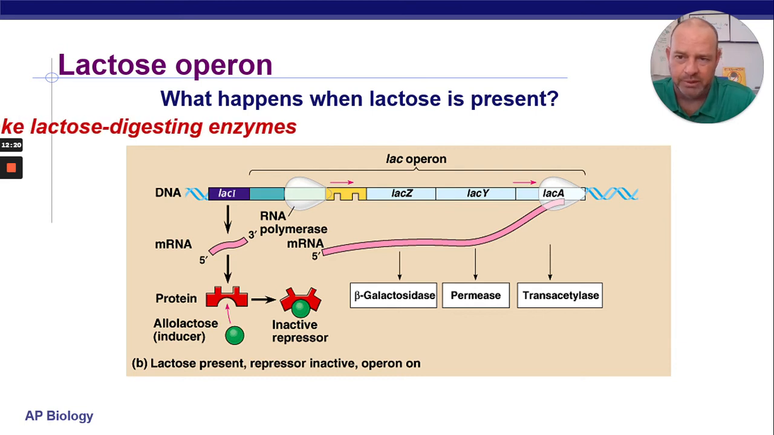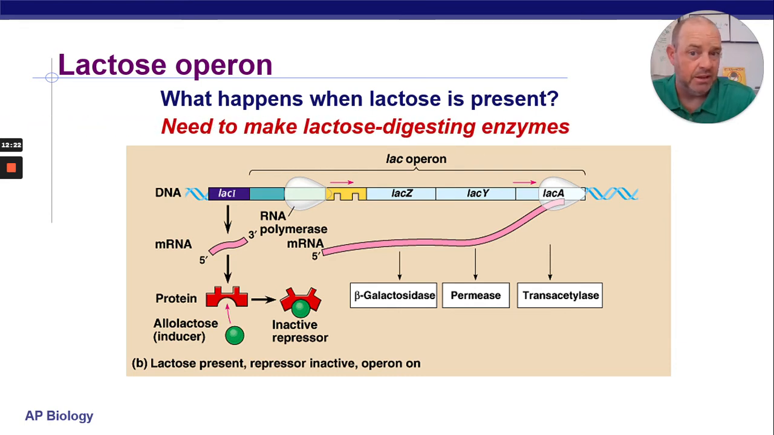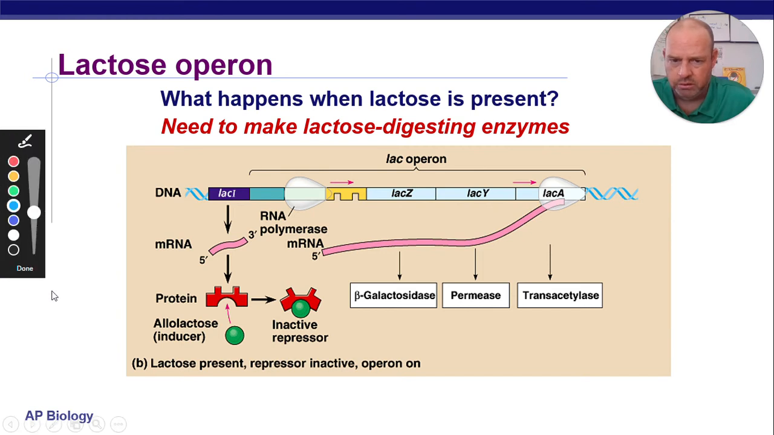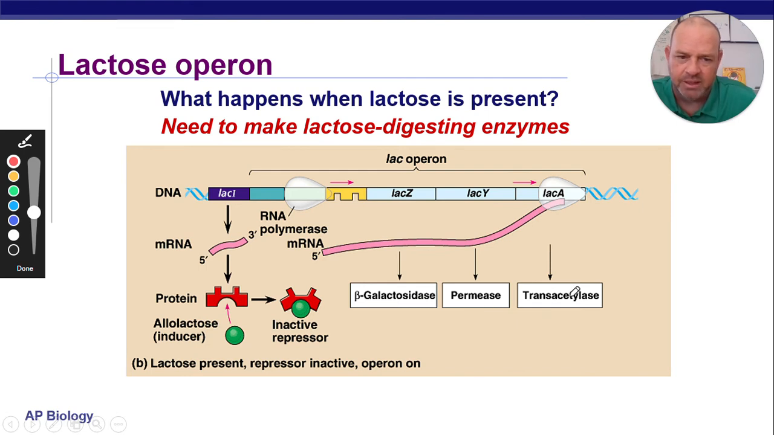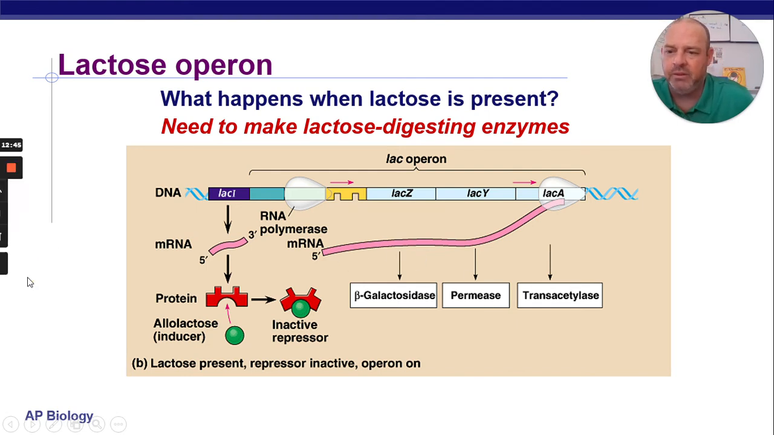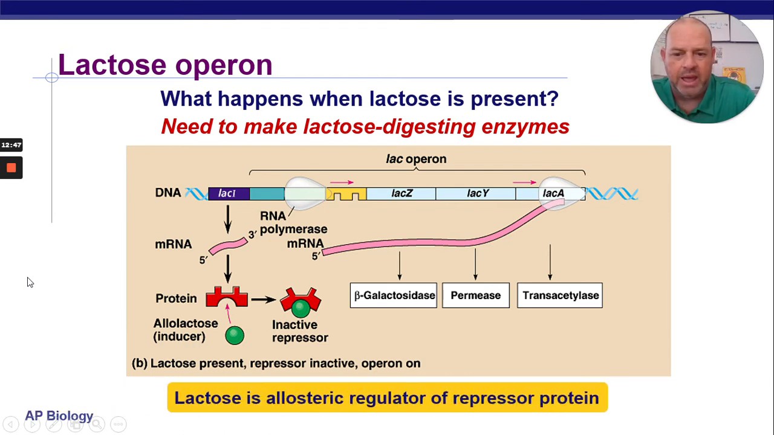Okay, so what happens when lactose is present? We need to make lactose digesting enzymes, which is lactase, right? And there's also these other ones down here as well. So we're making, here's the mRNA. We're going to be making the enzymes that are going to help with this. And I don't need you to know those enzyme names. I'm cool with lactase.